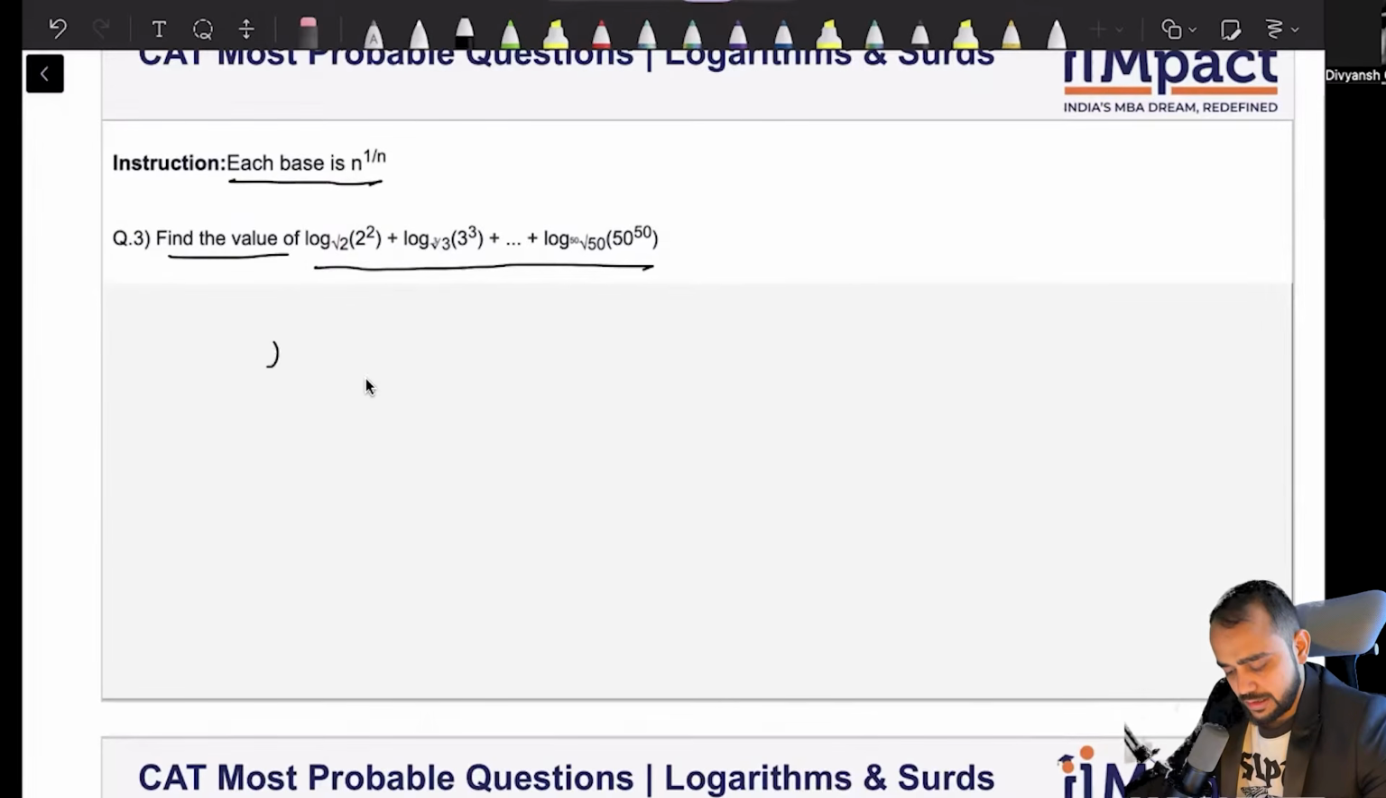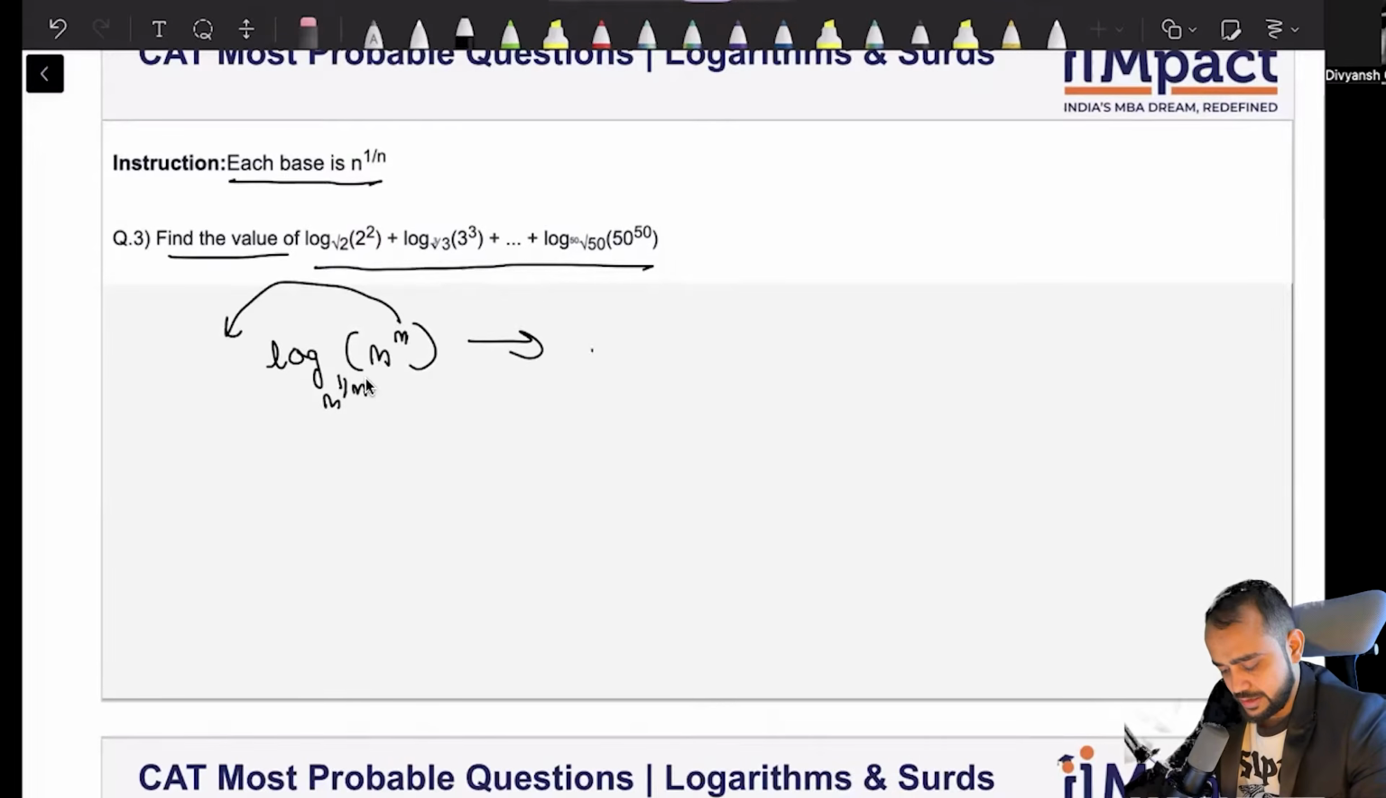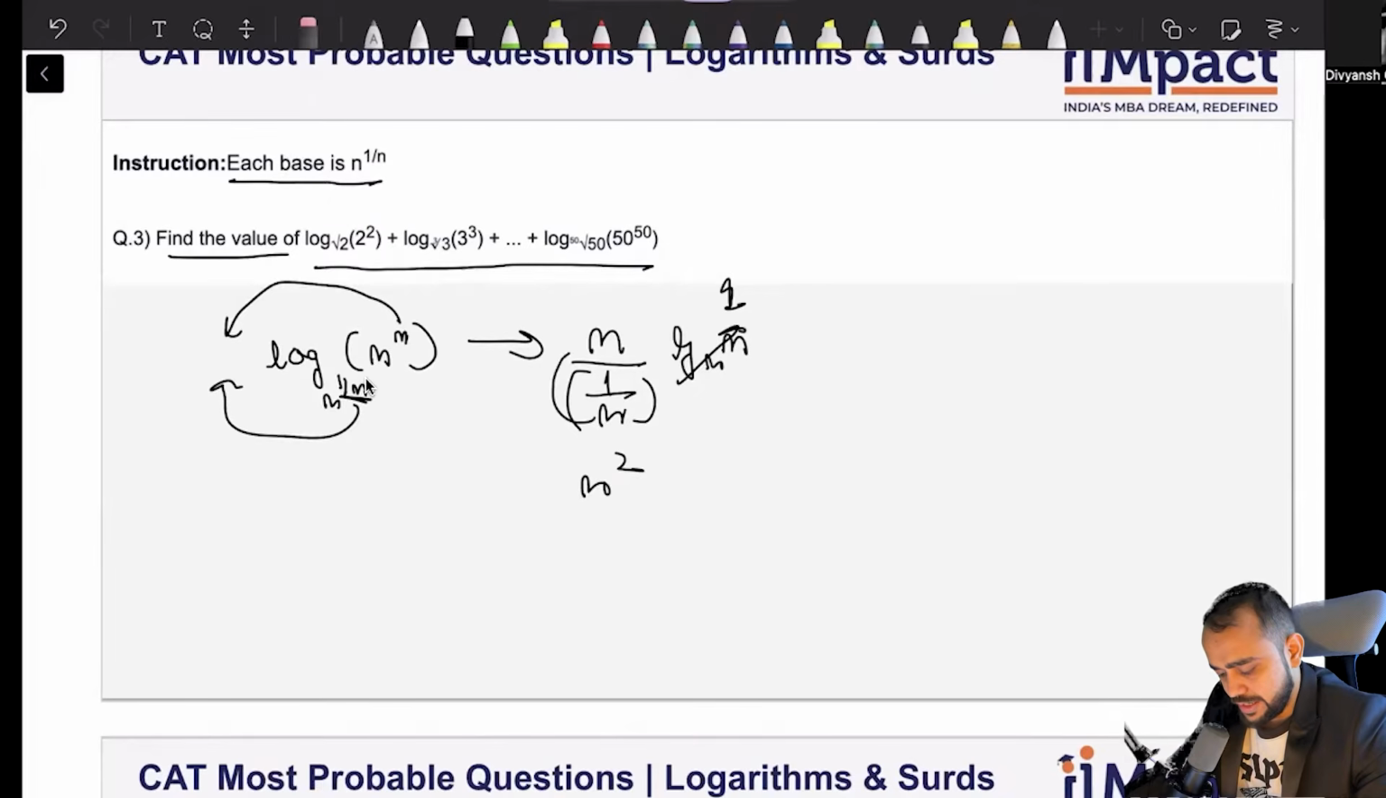So I will write the term log n to the power n, base n to the power 1 by n. This is what each term is, and I can simplify this. I can bring this n here, and I can bring this 1 by n here in the denominator. Log n base n, which is 1. So each term is actually, if I take it above, n square. So what they have asked me is to find the sum of 2 square plus 3 square plus 4 square till 50 square.